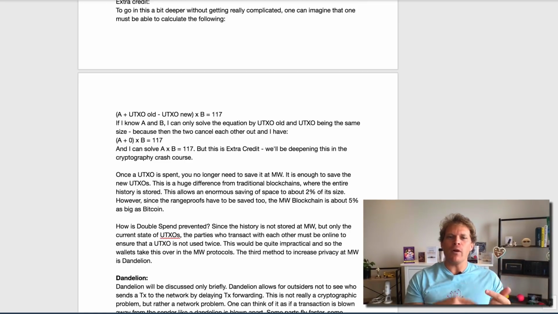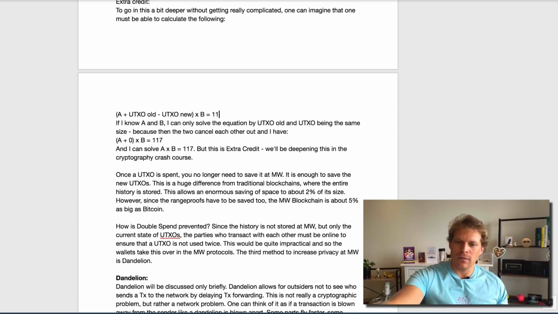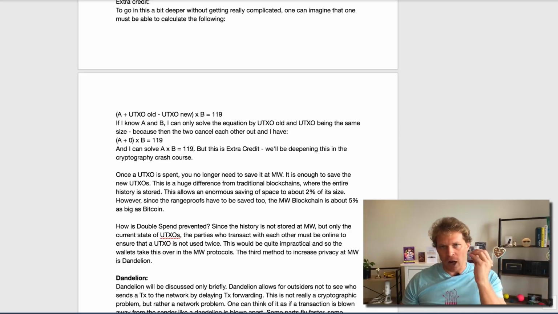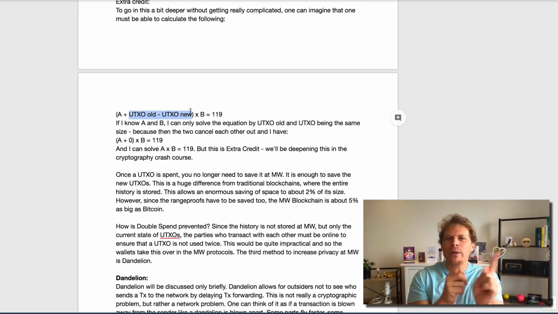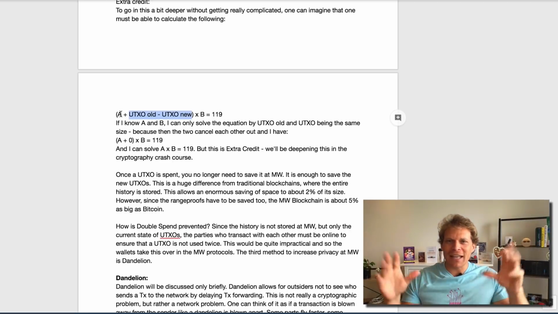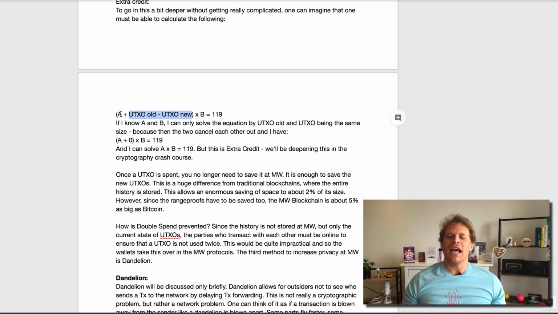So we know from before that 7 times, oh no, this is correct, I'm sorry. Okay, now I got too excited. I thought I had a mistake here. So we know from before that 7 times 17 equals 119. So this means that this part here has to be 0. And that is how we can be sure in this formula that I need to know the blinding factors, in this case A and B, and I need to be sure that the old and the new UTXOs cancel each other out, so I haven't created any coins.